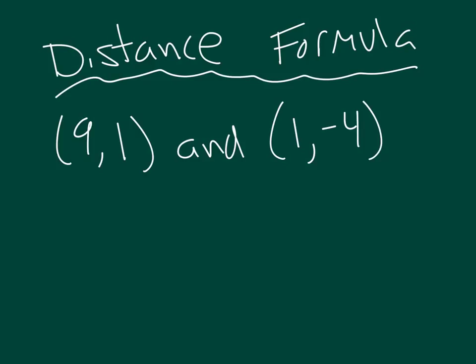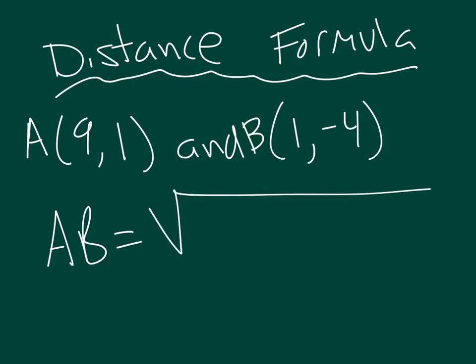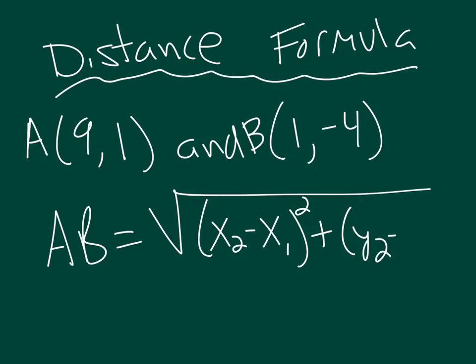This is the distance formula right here. So this is super, super important. Let's call this point A and this point B. If I want to find the distance, AB would equal the square root of (x sub 2 minus x sub 1) squared plus (y sub 2 minus y sub 1) squared. So definitely copy that down.